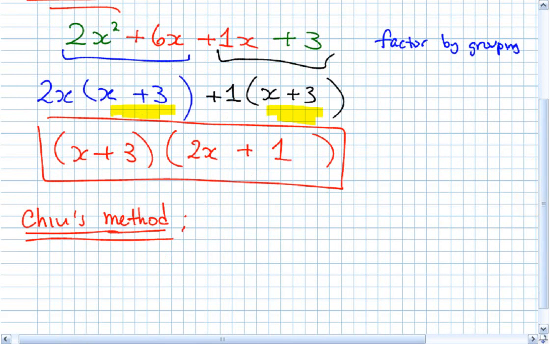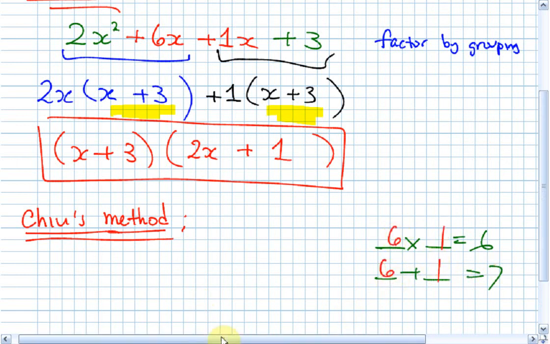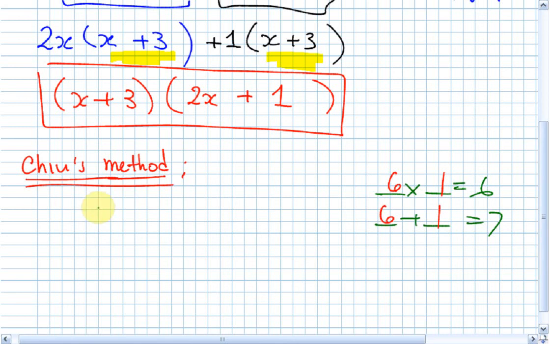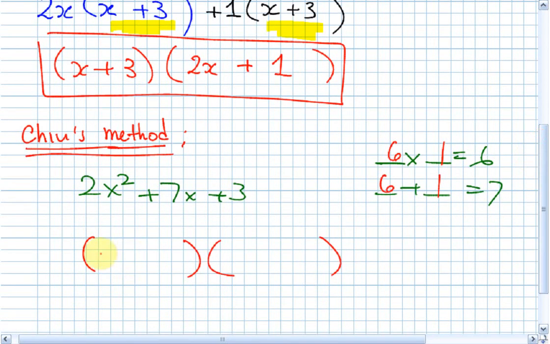Okay, choose method. Remember, choose method is the same. We found the two numbers, and they were 6 and 1. Now choose method is very similar to the previous one we did. Sorry, let me write down the question again first. Here's what you do. With choose method, we found those two numbers, and you put an x plus a 6 and x plus a 1. So this is very similar to what we did before.